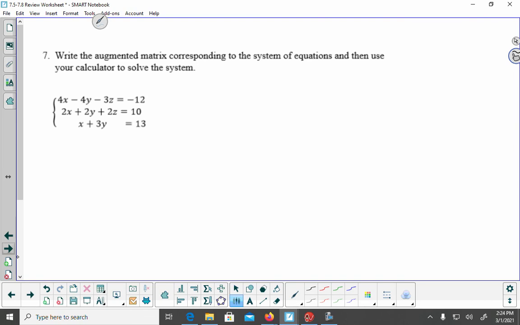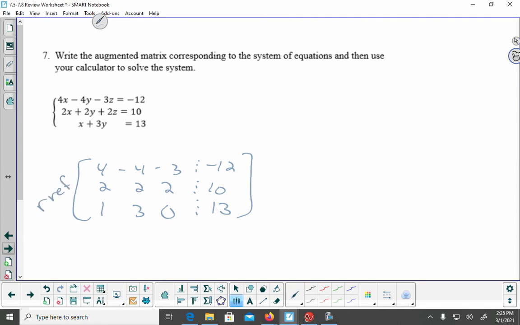Next one, write an augmented matrix corresponding to the systems of equations. So let's do that first. So 4, -4, -3, -12, 2, 2, 2, 10, X is 1, Y is 3, there is no Z. And then use your calculator to solve. Well, if I already have this augmented matrix written, I'm probably going to choose to do reduced row echelon form. And remember, it's telling me to use my calculator, so I am going to use my calculator. But since I already wrote it as an augmented matrix, I'm going to use that form.